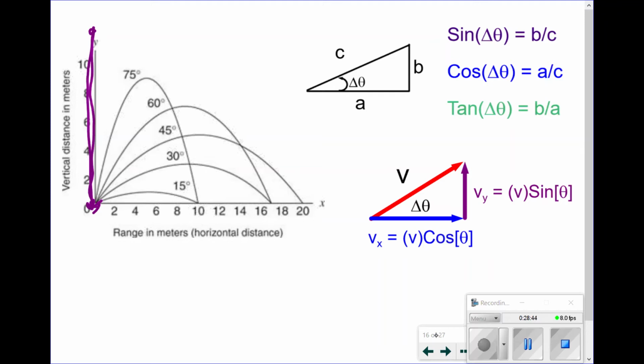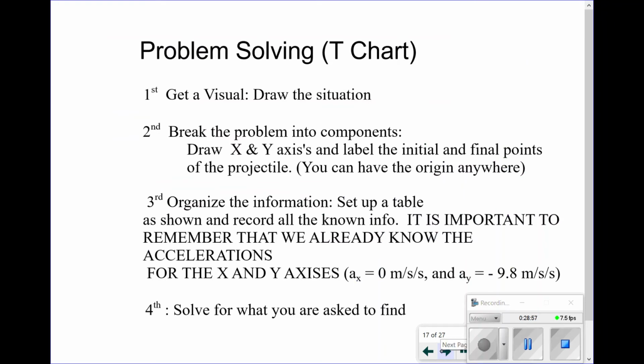If you're ever asked which of the following angles gives you the longest range, whichever angle is closest to 45 will always give you the longest range. When trying to solve these problems, I'm going to have motion along both the X and Y axis. I'm going to have two events happening.